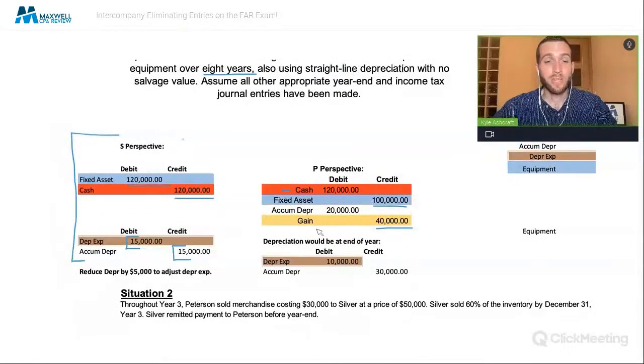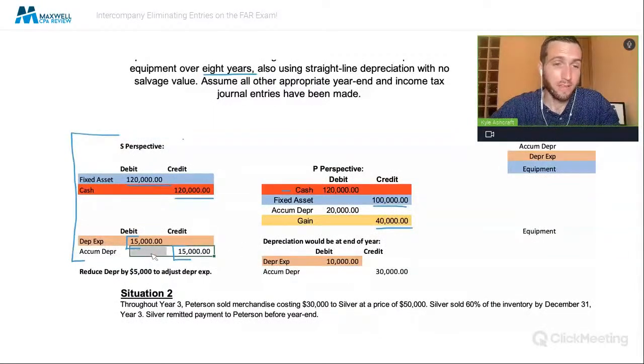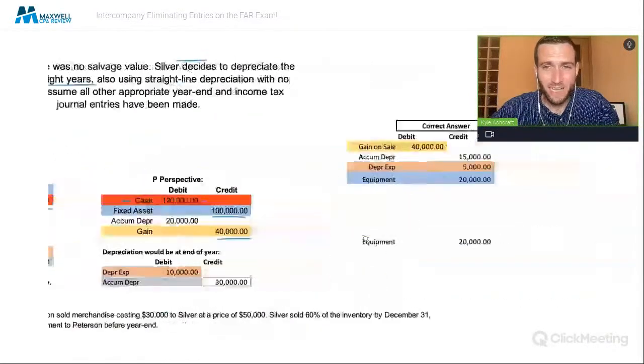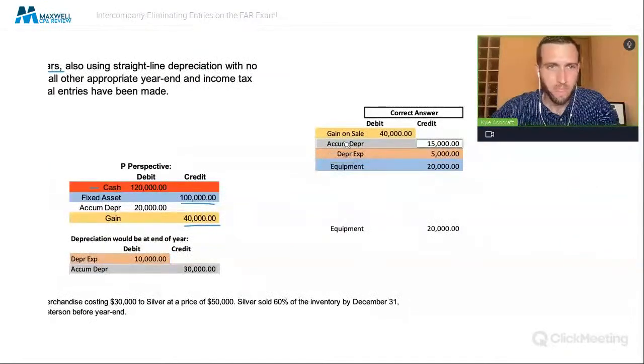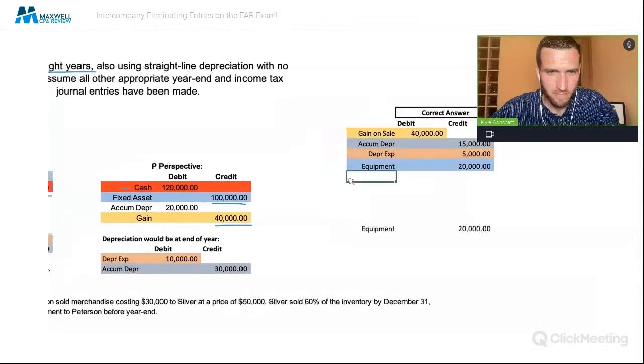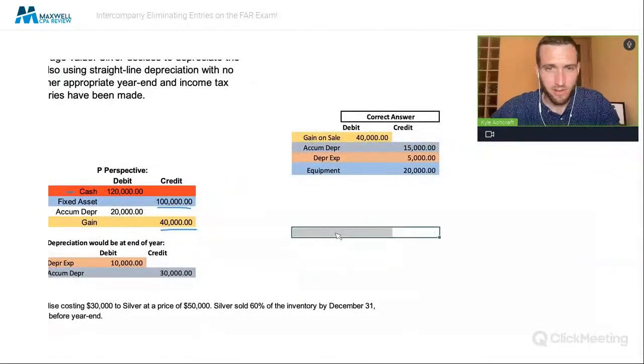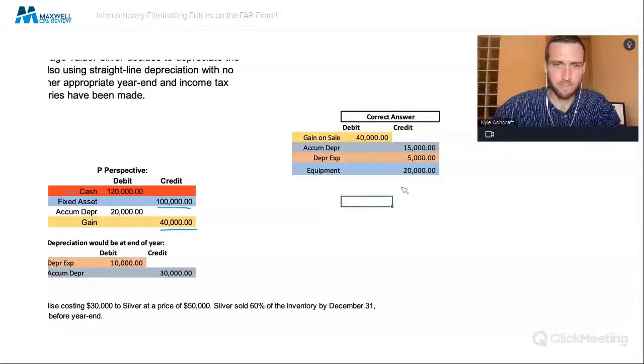And then what would accumulated depreciation have been if this transaction never took place? Well, it would have been 30,000, but the way it is right now, it's 15,000. So we need to increase it. We need to credit it to get it up to this 15,000. And that is our entry.